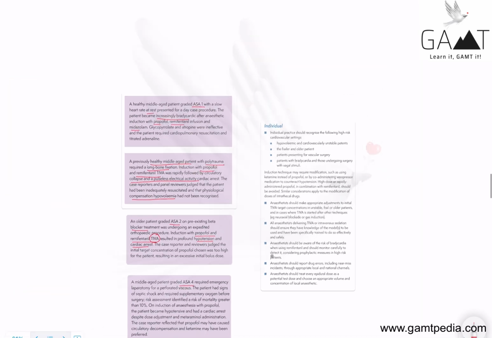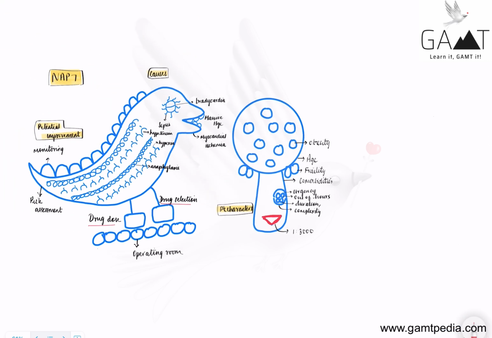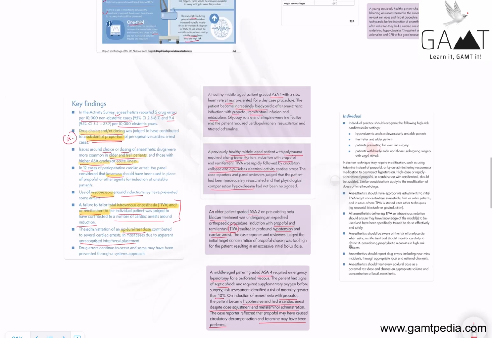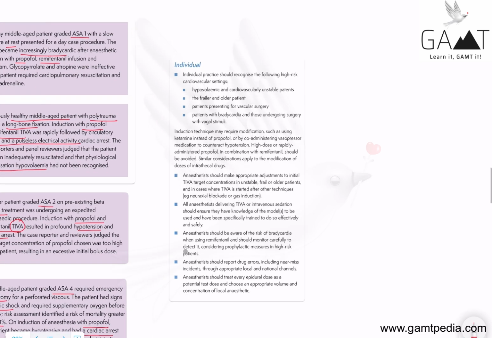That's why it's important to have the high risk patients category in your mind: obesity, age, frailty, comorbidity, urgency, duration, complexity. For any of these patients, just be careful with drug dosage and rate of drug use. So they suggest for individual practice.